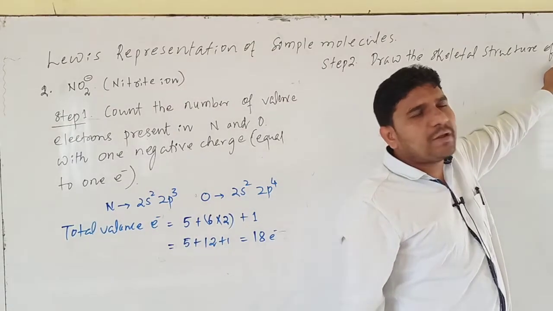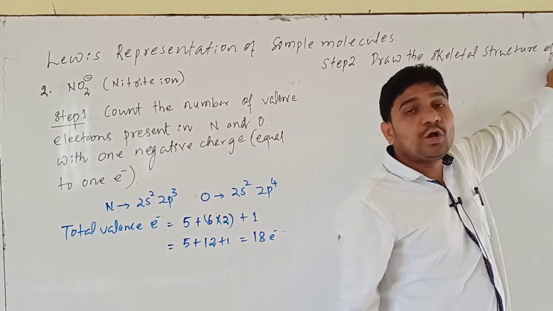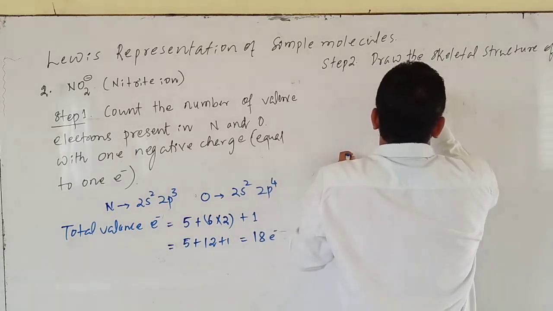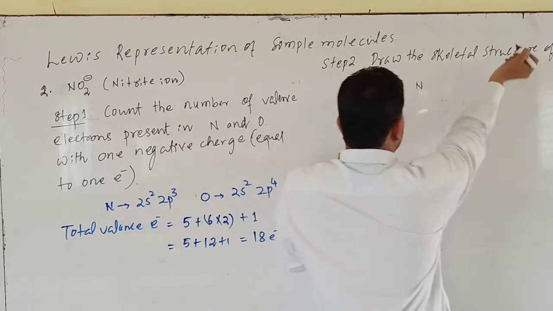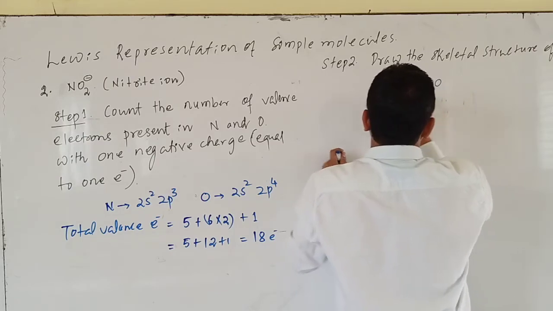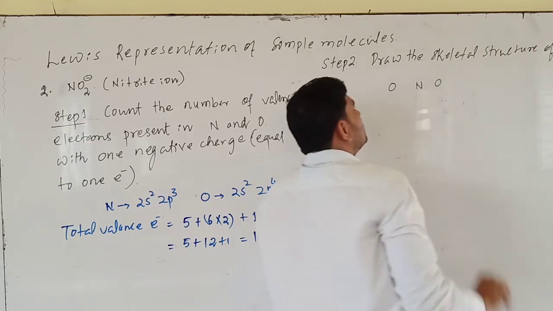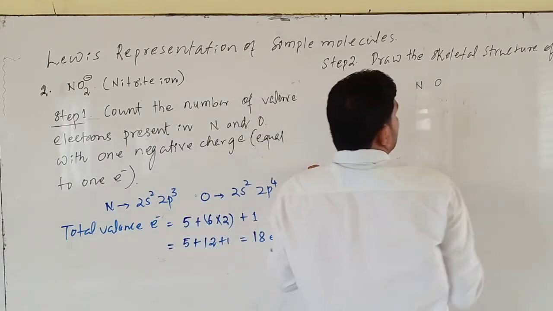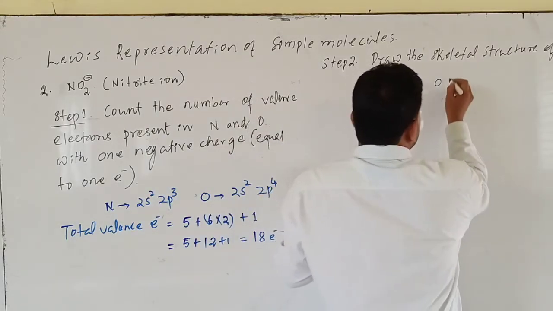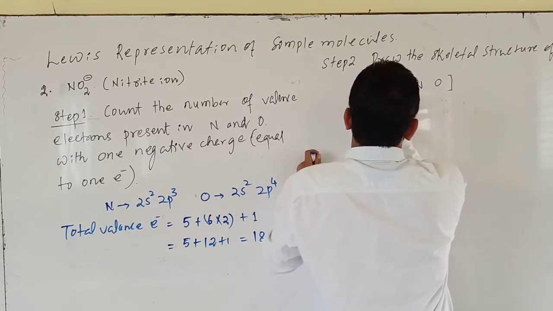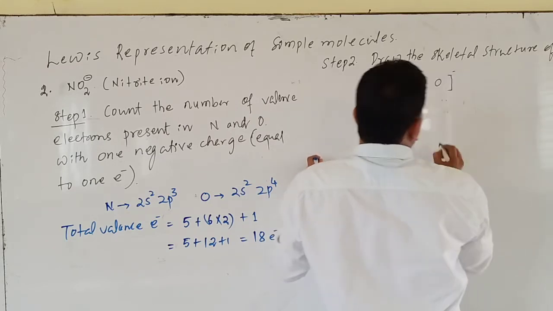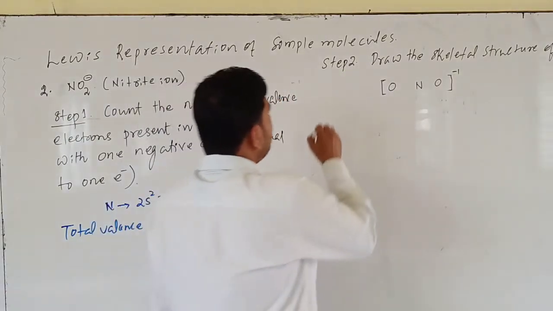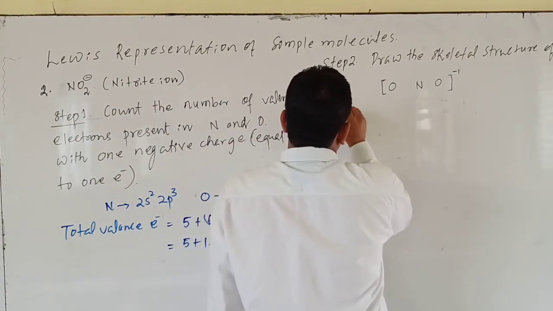Over here, only one nitrogen is there and oxygen atoms are 2 in number. So you always place nitrogen in the middle. Nitrogen is surrounded by oxygen. This is the skeletal structure of NO2 minus, with a charge of minus 1.